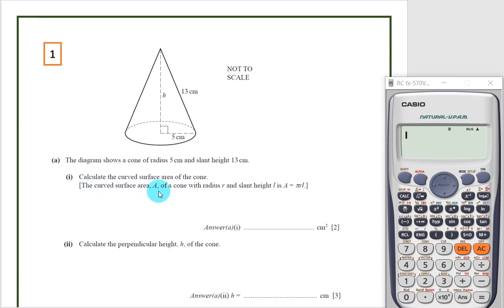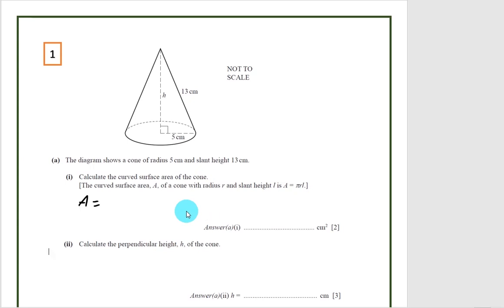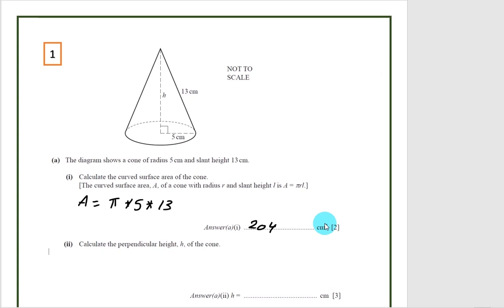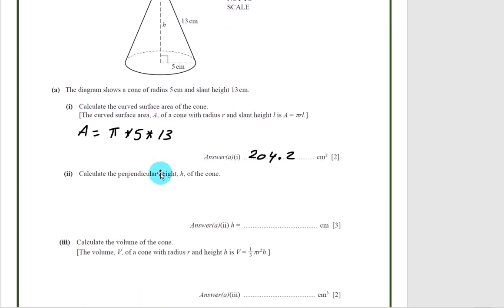Here, the curved surface area A of a cone, radius R and slant height L, A is equal to pi R L. So it's a direct question. A will equal to pi multiplied by radius 5, so 5 multiplied by L, which is 13. So the area will be pi by 5 by 13, which will be equal to 204.2. Let us go ahead.